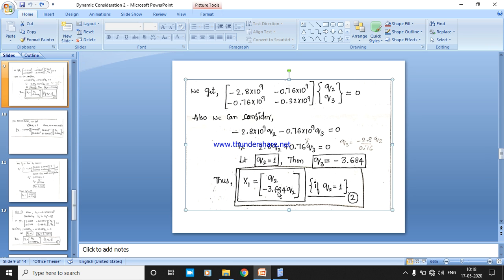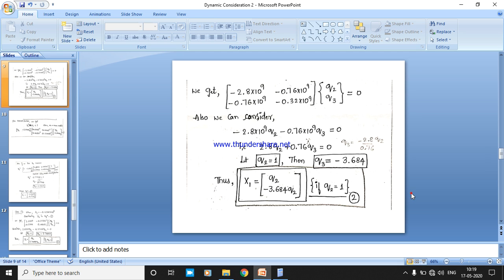How to put q3 in terms of q2 here? q3 is equal to 0.76 divided by 2.8 times q2, with the same result, minus 3.684 q2. If q2 is equal to 1, I got q3 is equal to this value. Now x1 is equal to q2, with the q3 value put in terms of q2. Fine, so now I know what x1 is.